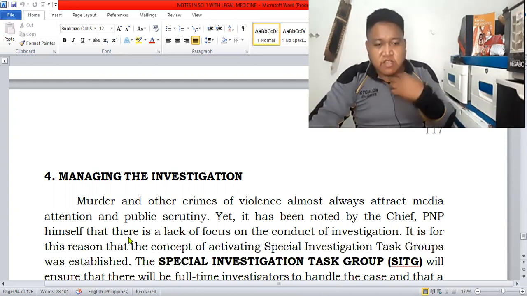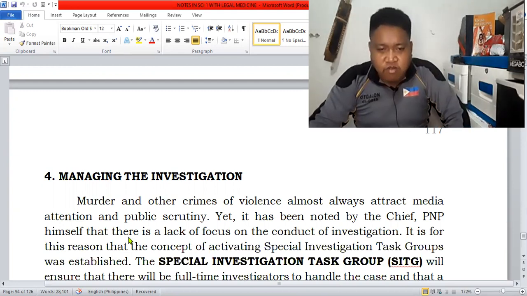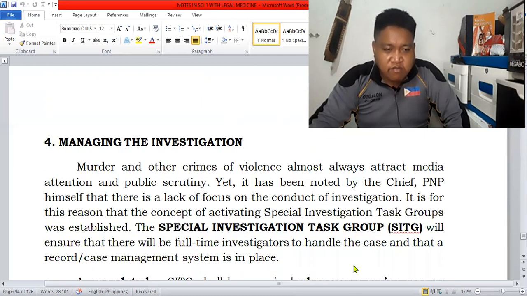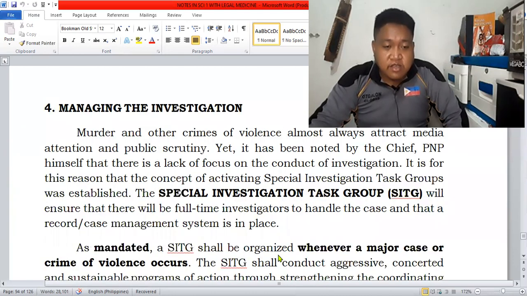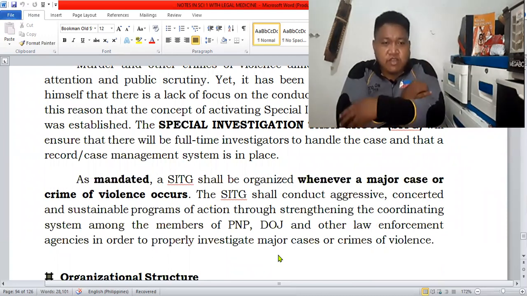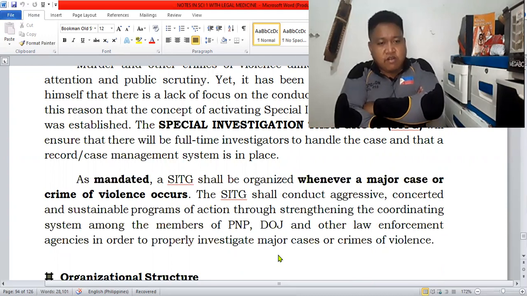Yet it has been noted by the Chief PNP himself that there is a lack of focus on the conduct of investigation. It is for this reason that the concept of activating the SITG, the Special Investigation Task Group, will ensure that there will be full-time investigators to handle the case and that a record or case management system is in place. As mandated, an SITG shall be organized whenever a major case or crime of violence occurs. The SITG conducts aggressive, concerted, and sustainable programs of action through strengthening.